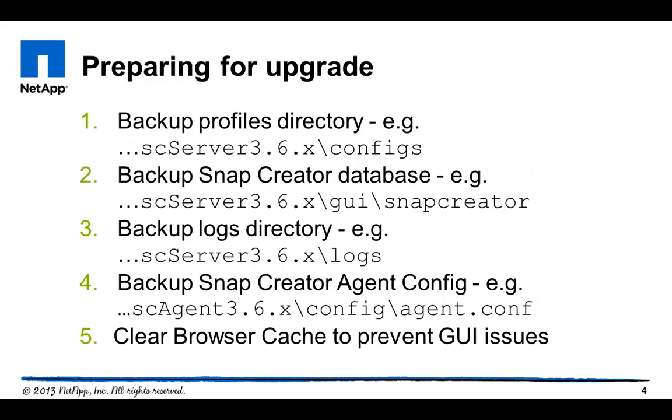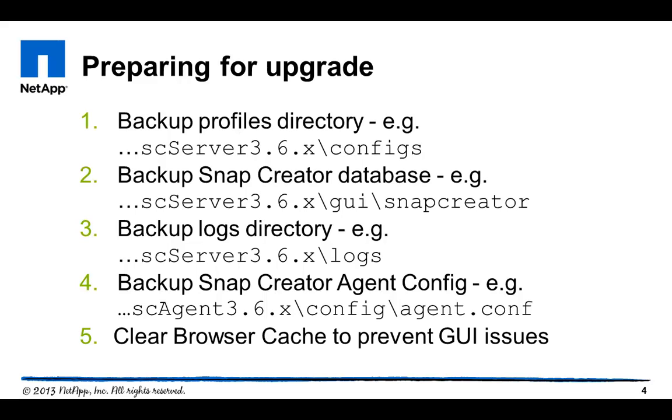In order to prepare for the upgrade, there are a few directories that you should back up within Snap Creator. Examples of the directory paths are on screen. For the Snap Creator server, there are three primary directories that need to be backed up: the Snap Creator Profiles or Configs directory, the Snap Creator Database, and optionally the Snap Creator Logs.